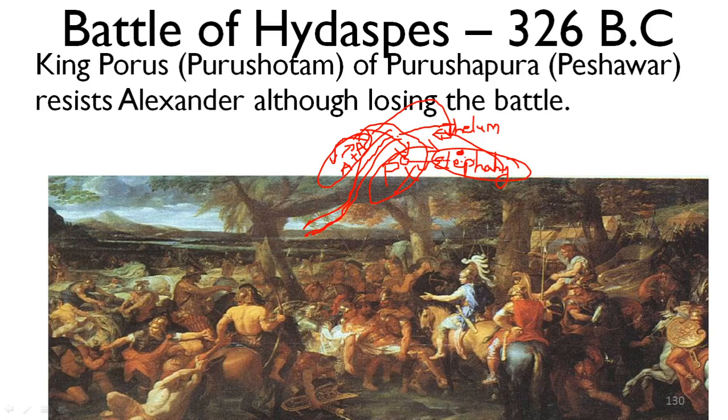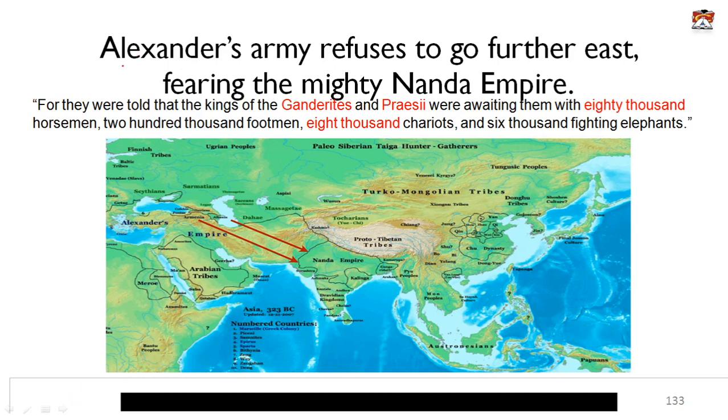Later on, after defeating Porus, he went towards the east to conquer Magadha, at that time ruled by the Nanda dynasty, friends. But there was the river Ganges, and they came to know that the Magadha empire was very, very huge. It is said that Alexander's army refused to go further east, fearing the mighty Nanda empire, because they were told, by some spies, about the kings of the Nandas, who in the Greek language were called Gandharites and Prayasi.